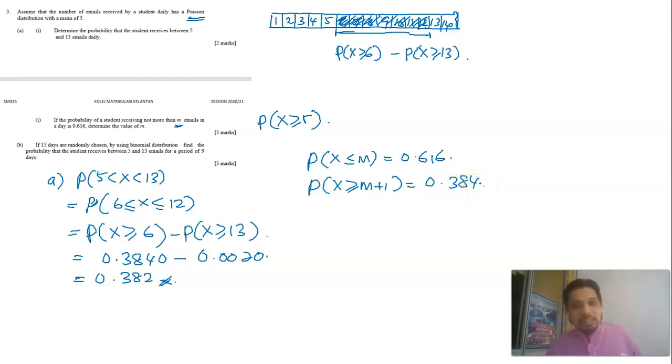Because the total of probability is equal to 1. Okay, the total of probability is equal to 1. So 1 minus 0.616 is 0.384. Okay. So then, for this one here, M plus 1 equal to, from 0.384 Poisson.